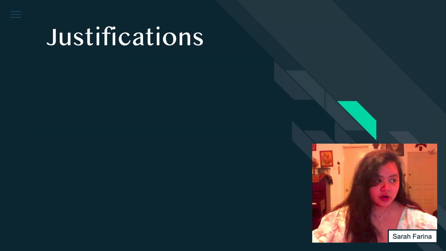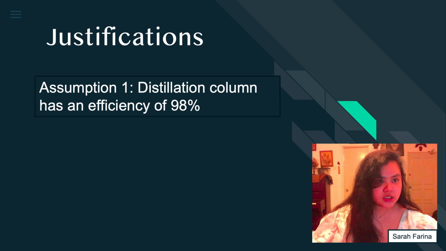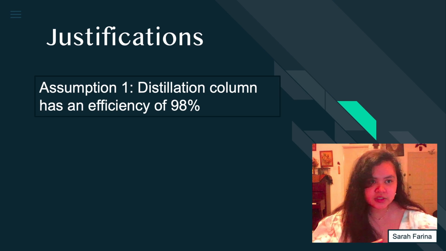Hi, my name is Sarah Farina, and today I will be presenting the justifications for our assumptions in our design process. Firstly, we must assume that both distillation columns are 98% efficient. Distillation columns can never be 100% efficient due to discrepancies as well as contamination in the columns themselves, and therefore we could never actually achieve 100% efficiency.